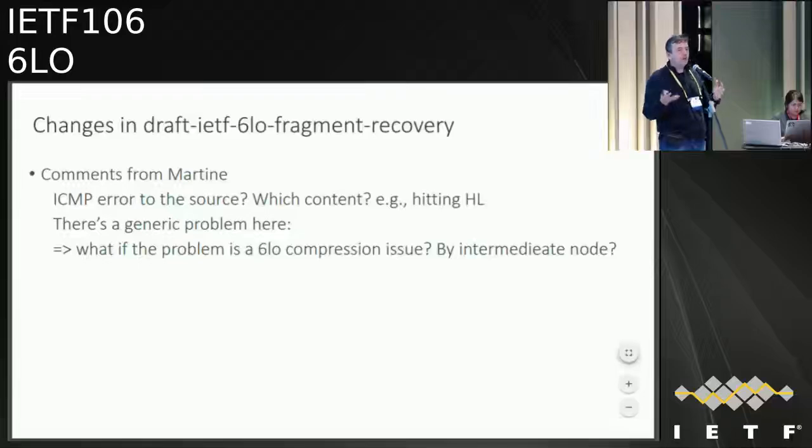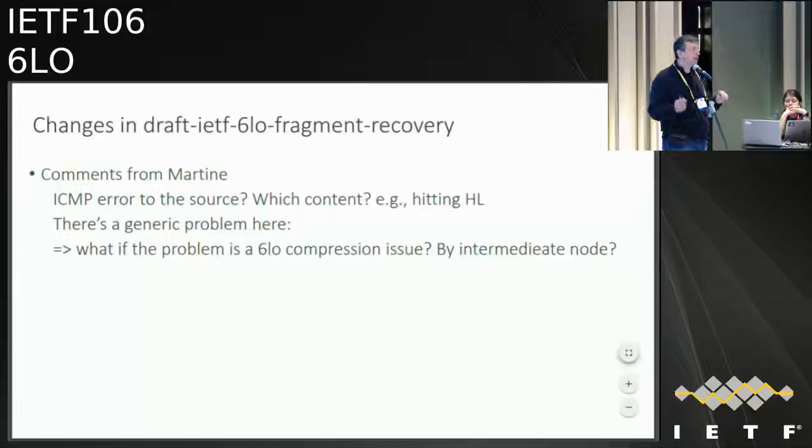And the error may come because it was fragmented or because it was compressed by 6LoWPAN, maybe in the wrong fashion or in a fashion that the next hop does not understand, versus it's a problem with IPv6 itself, like MTU, like in this case, hop limit or anything else. How do you report that to the source?